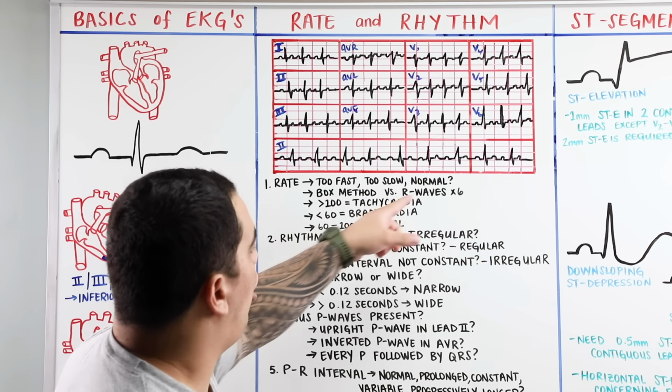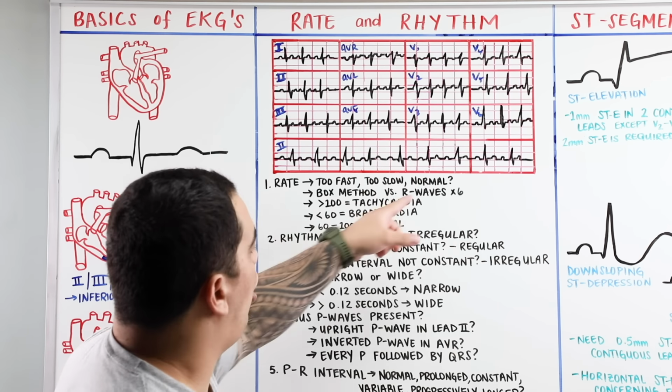Next thing we do, what's the rhythm? Is it regular or is it irregular? How the heck do I determine that? We look at our R to R interval. So what I would do is take a little note card, and I would make a little line here and a little line there on my note card. And then I would track the actual line to line and make sure that it's pretty much constant as I go the entire length of the rhythm strip.